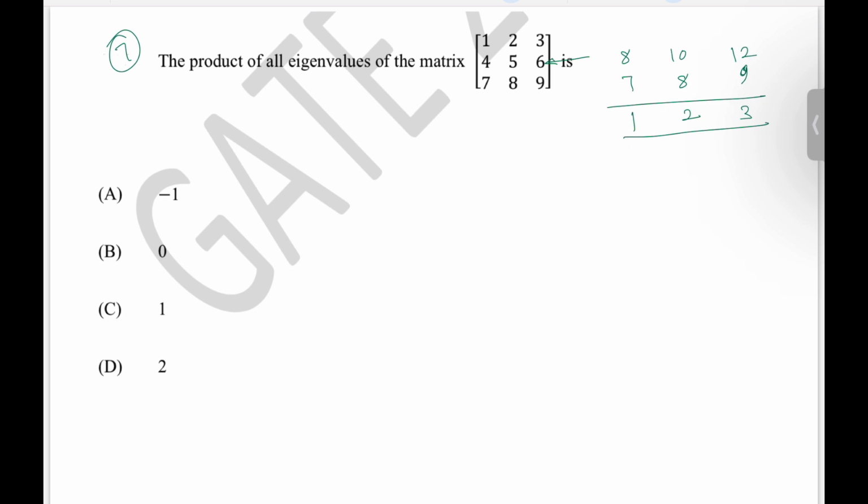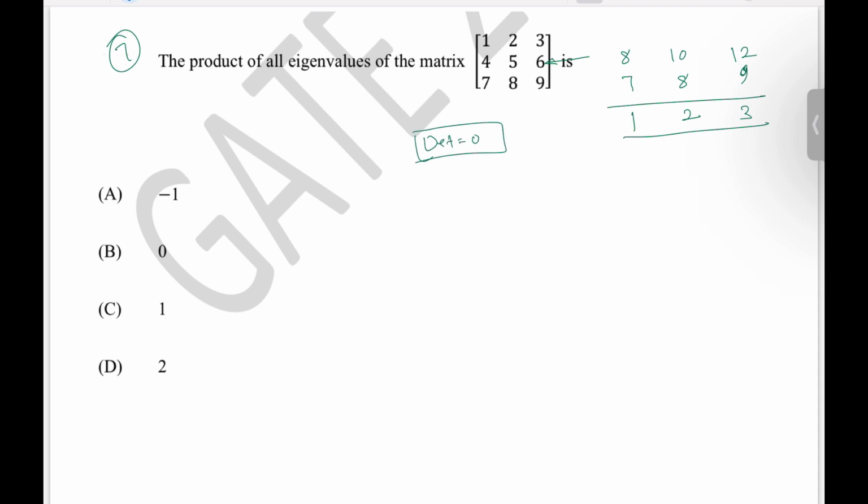Sometimes you will easily find the dependency in the columns. So whatever you are comfortable with, first looking at the rows or the columns. Since these row vectors are not independent, it has some dependency, because the first row is a linear combination of the second or third row. So the determinant of this matrix will be 0.